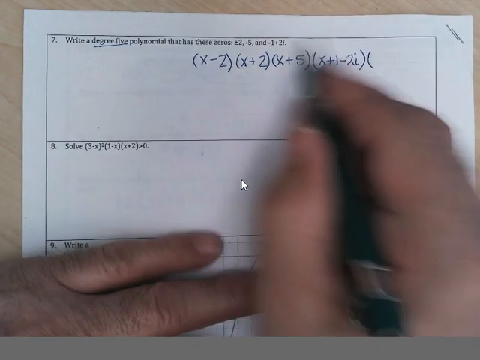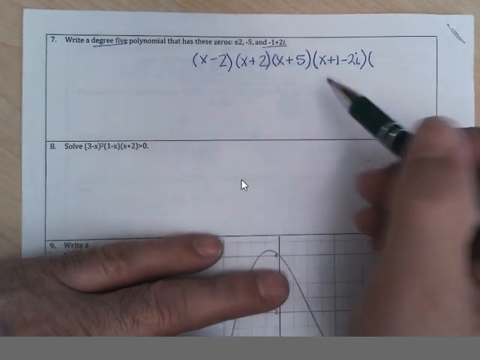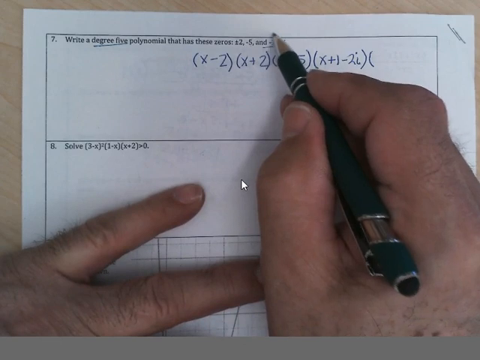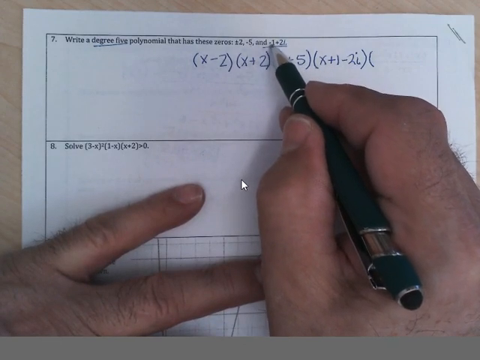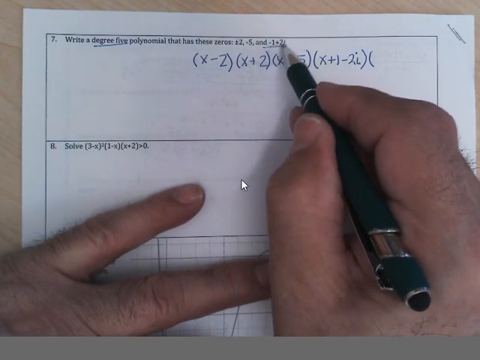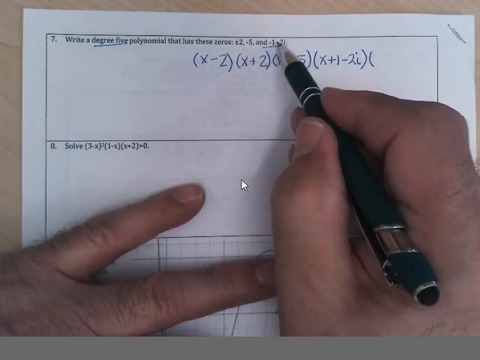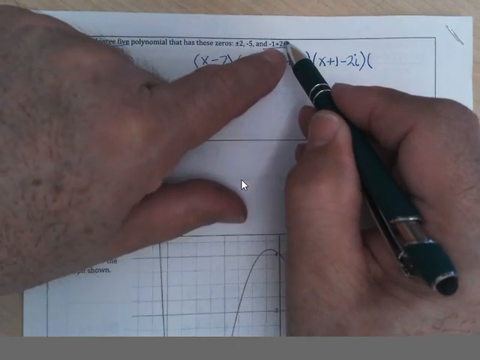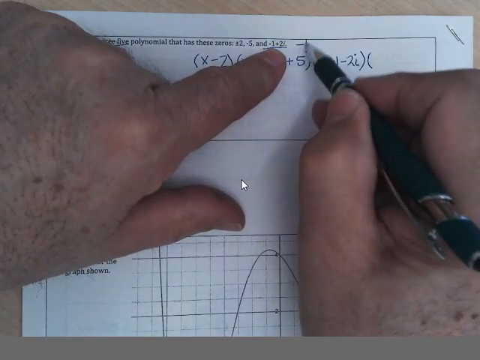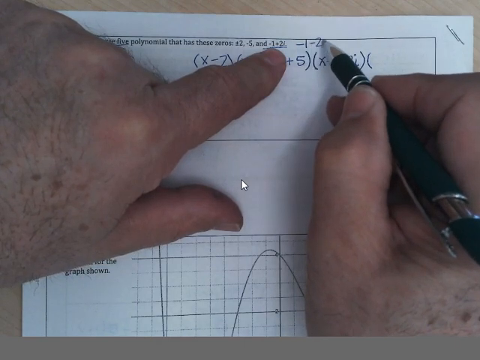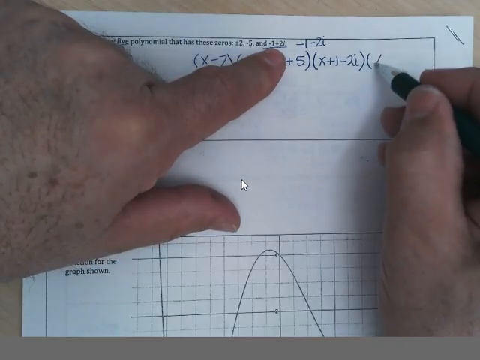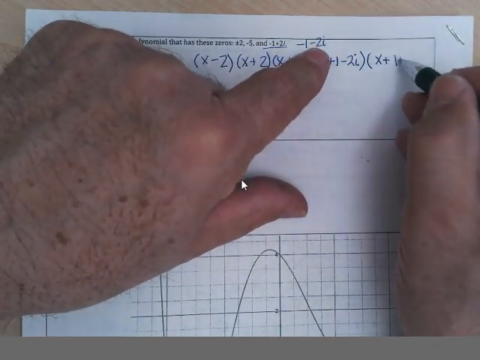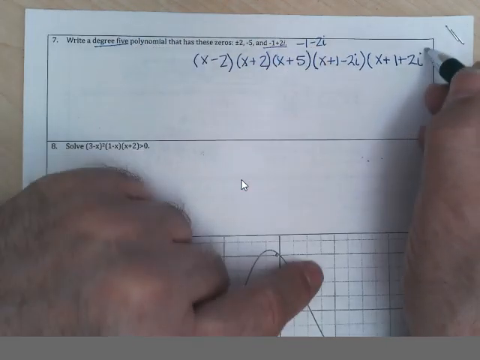And if there's a complex one, it comes from the quadratic formula that says the minus b over 2a plus or minus the square root part creates the i. So it's going to be plus 2i and minus 2i. So the last one would be minus 1 minus 2i. And if x was that, it would have to be plus 1 plus 2i.